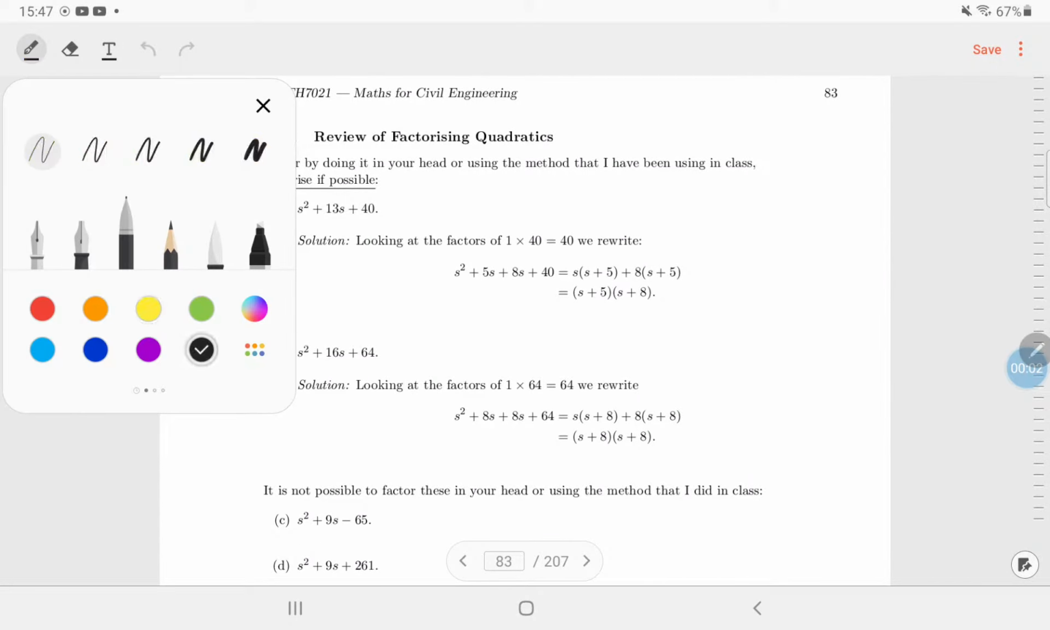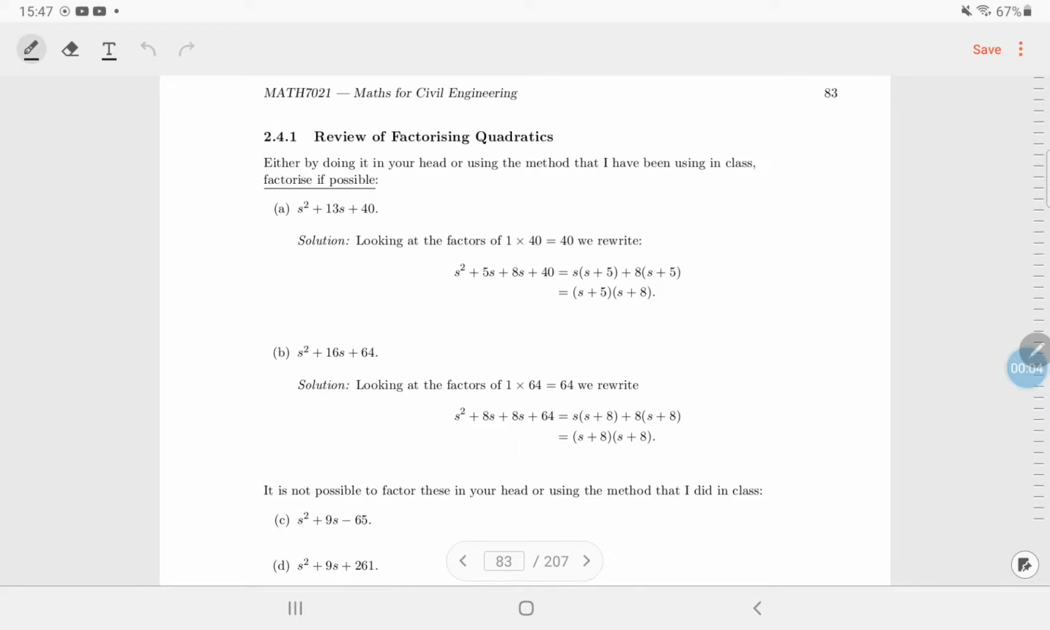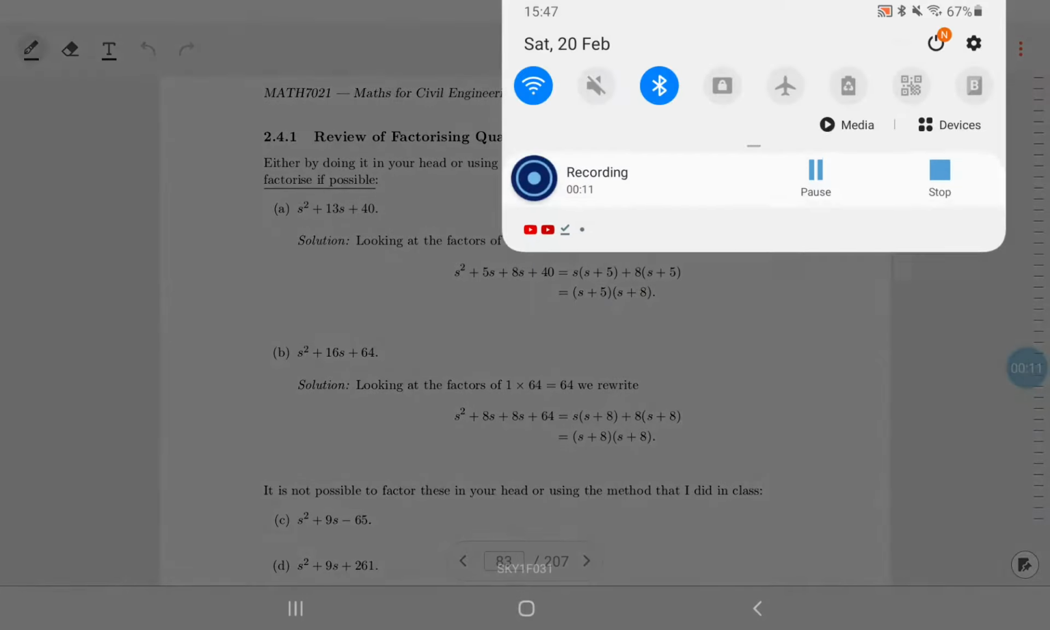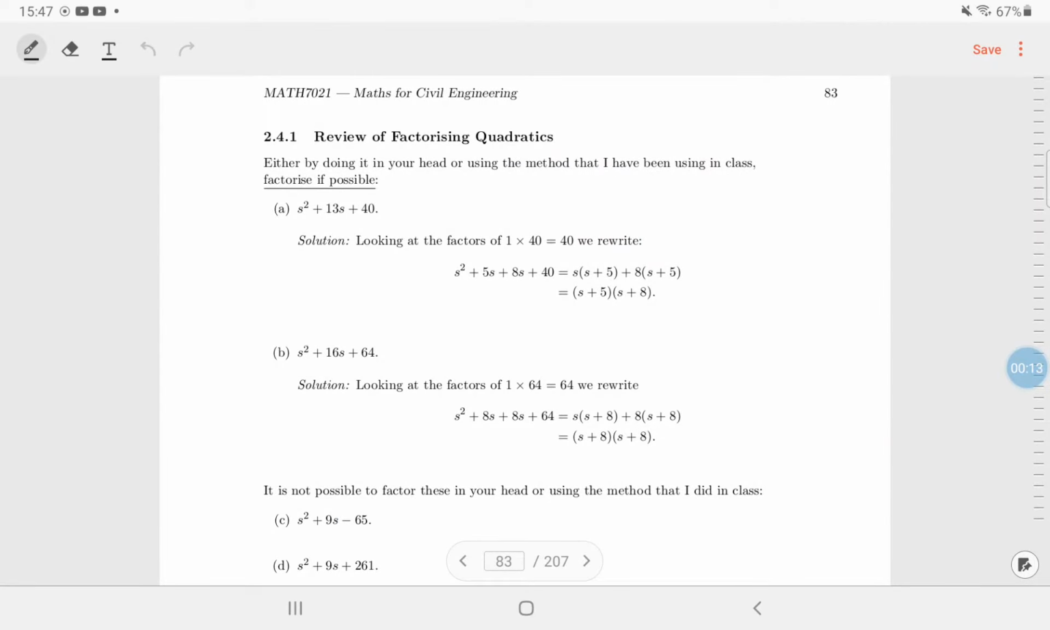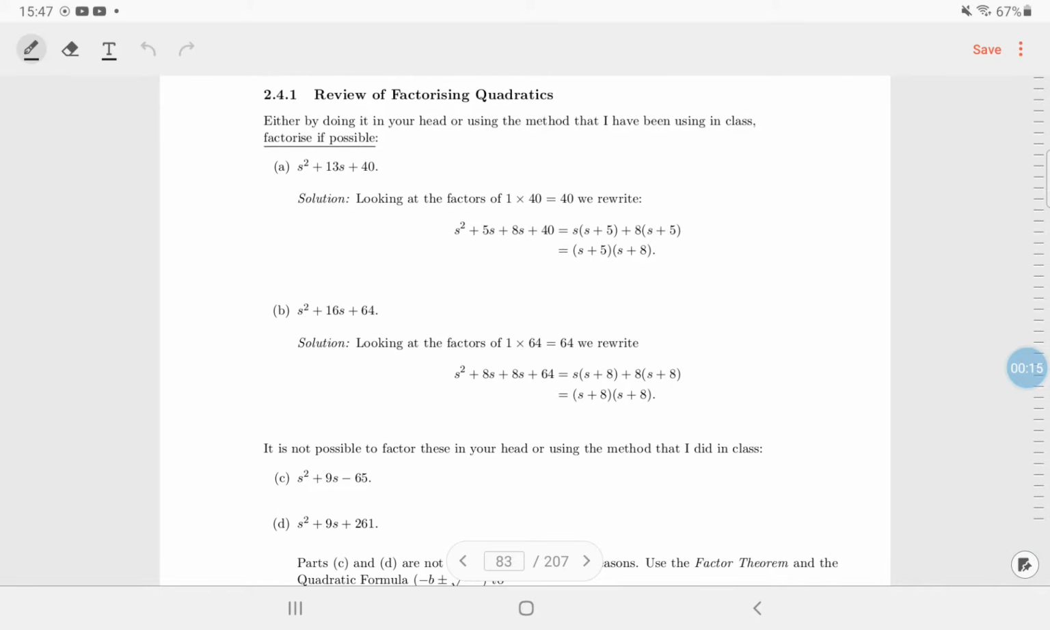Review of this chapter and also a little review for the next chapter, which is a really important one, which will be starting in week 7, I guess. So first is factorizing. You want to do it properly.